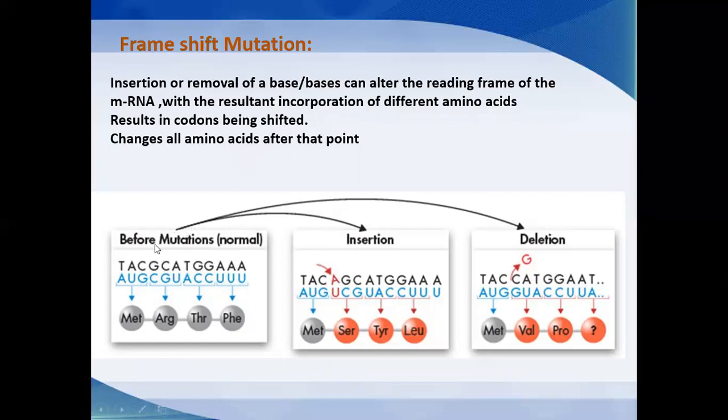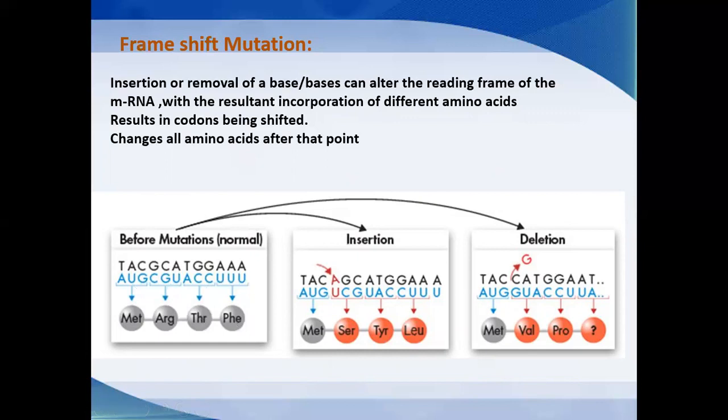Here you can observe, before mutation, a normal DNA molecule having the nucleotide sequence like that. This is the DNA nucleotide sequence. This is RNA. After transcription, the RNA molecule contains the codons AUG, CGU, ACC, and UUU, which recognize the respective amino acids: AUG methionine, CGU arginine, ACC threonine, and UUU phenylalanine.